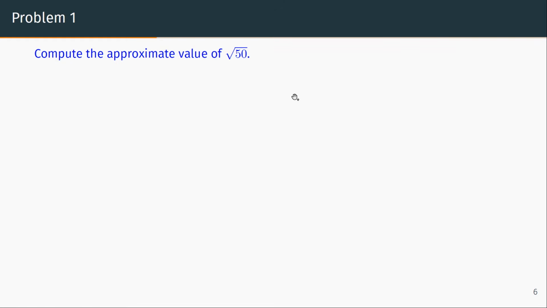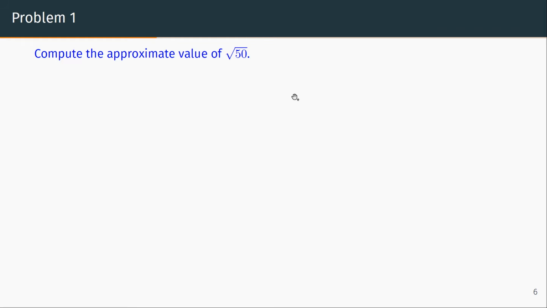Now we'll use this equation to solve some problems. Let's say we have to approximate the value of square root of 50. So the first step is to find a point A which is near to this point at which we need to find the value of the function. So here you see the function is of the form square root of x, and x is equal to 50 is what we need to find out.